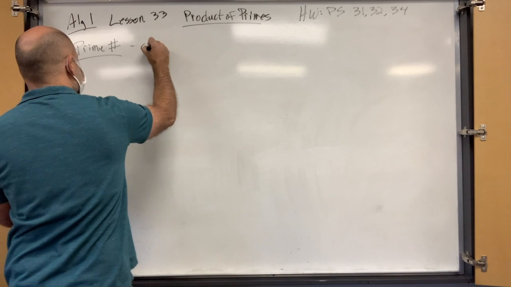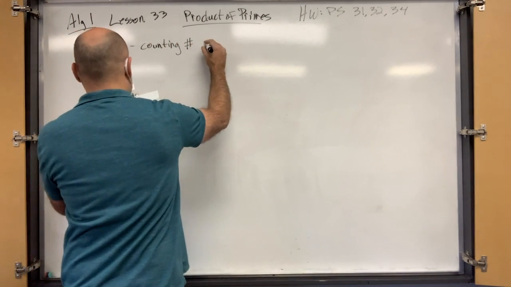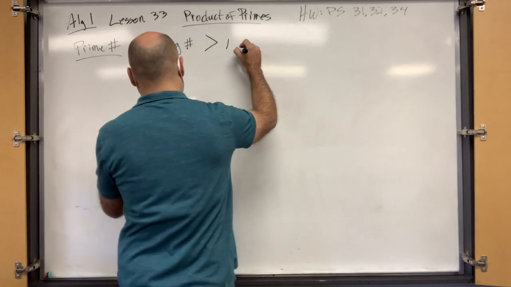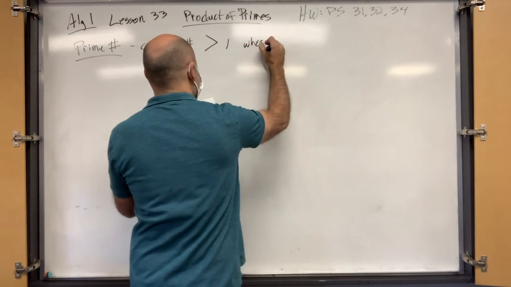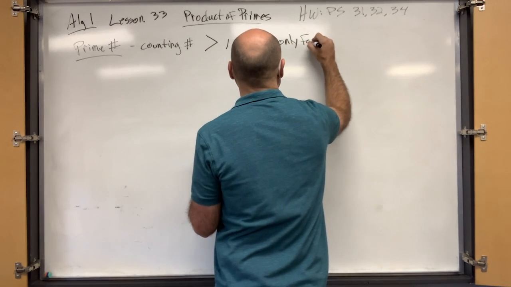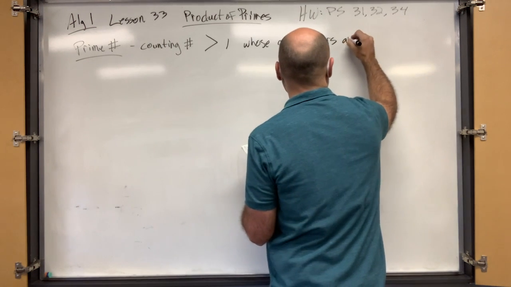a prime number is a counting number greater than 1 whose only factors are 1 and itself. So 1 is not a prime number.